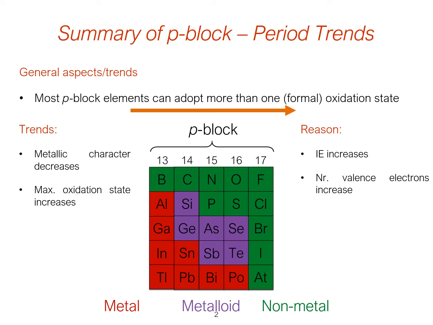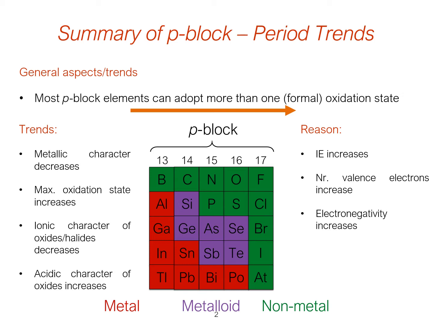So oxidation, if you remember this OIL RIG thing, oxidation is loss of electrons. So the more valence electrons there are, the more there are to lose. So the maximum oxidation state increases. The ionic character of oxides and halides decreases, and this is because as we go across the period, the electronegativity increases. And that means the gap in electronegativity between the element and the oxygen or halogen will be smaller, so it will be more covalent. So you remember ionic structures have big differences in electronegativity and covalent ones have smaller.